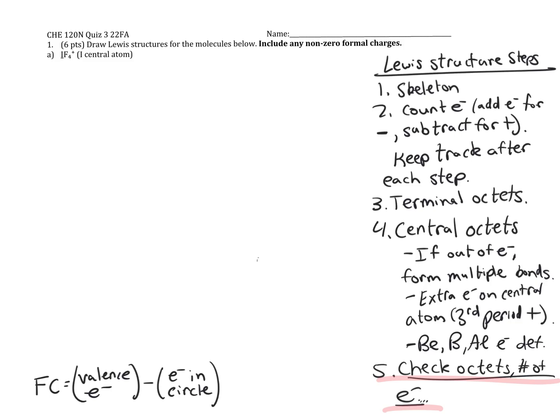Okay, here's an example of IF4+, our Lewis structure. I've written all of our rules off to the side here. A lot of people didn't really follow the steps and had some trouble as a result, so we'll just go through them one by one.